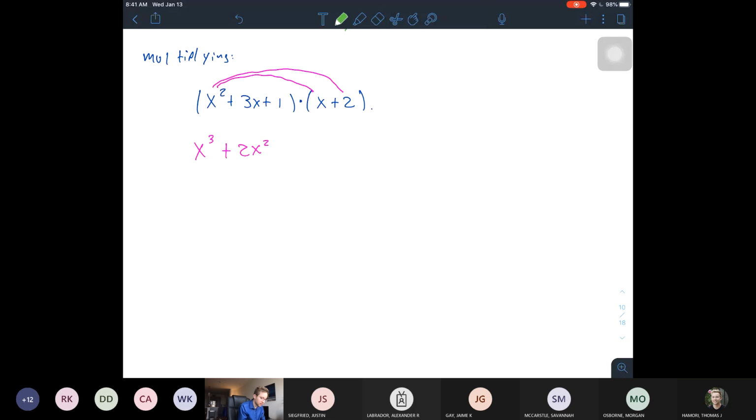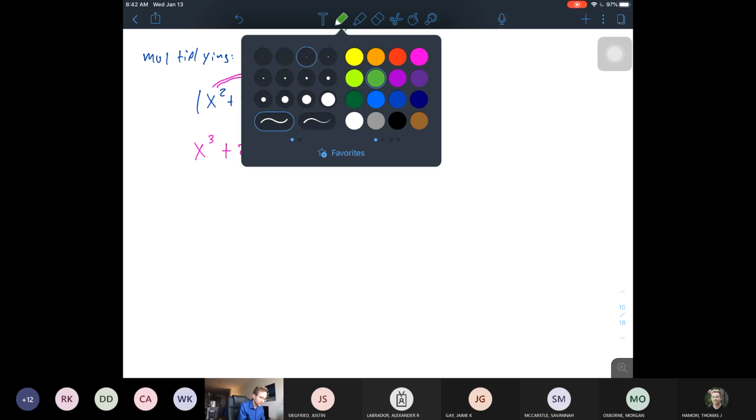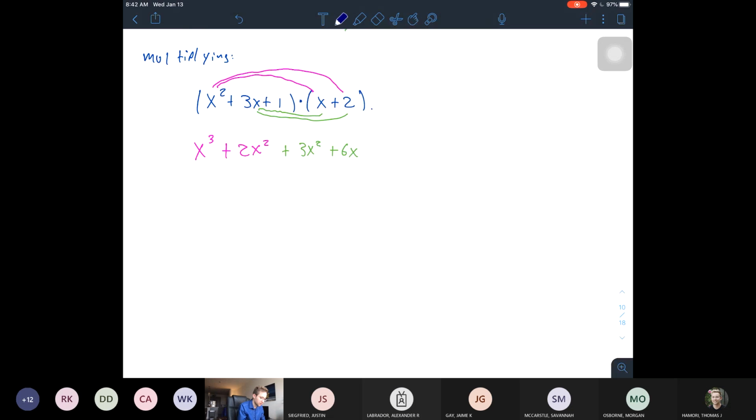Now the next thing we need to do is take 3x and multiply it by each of these two terms. We'll have 3x squared, and then plus 6x. And then lastly, we'll multiply 1 here times both of these two terms, and we'll get plus x plus 2. Okay, so that's how we multiply polynomials.